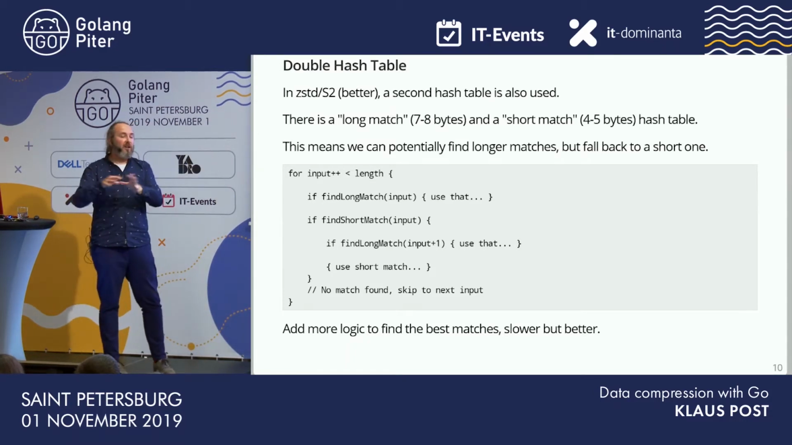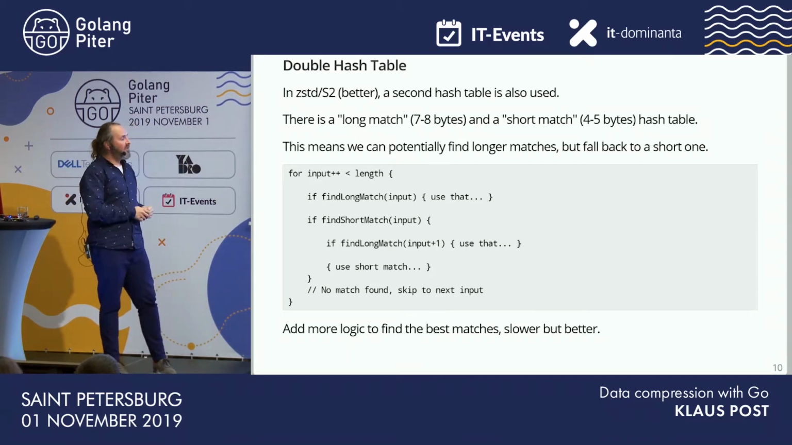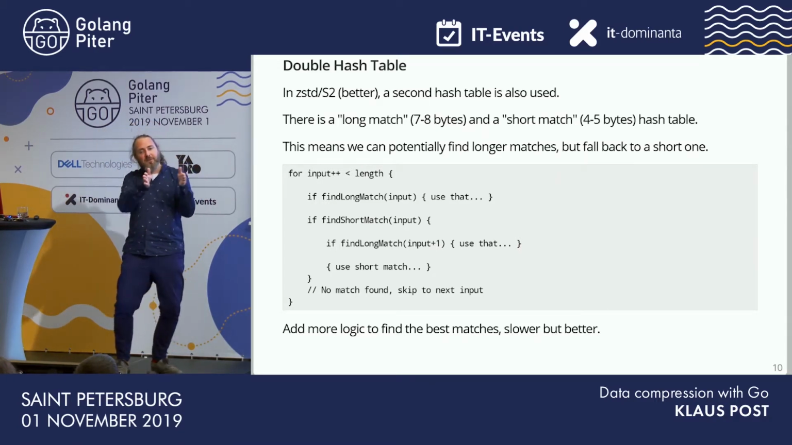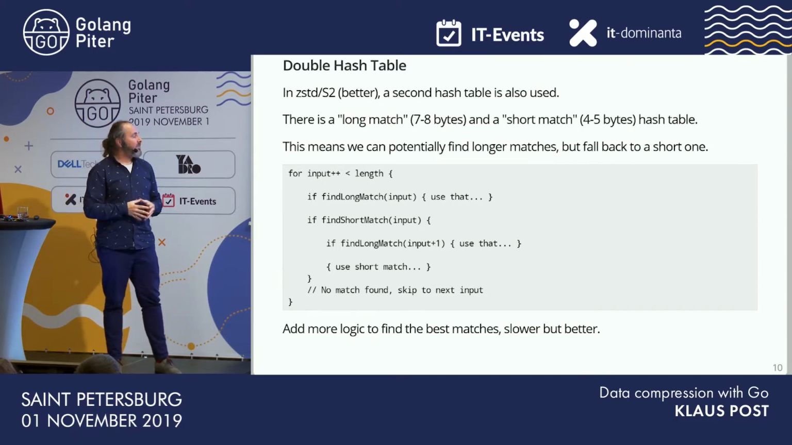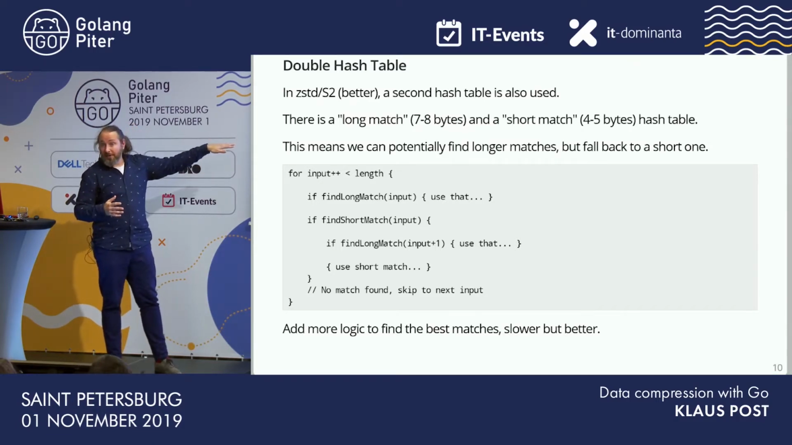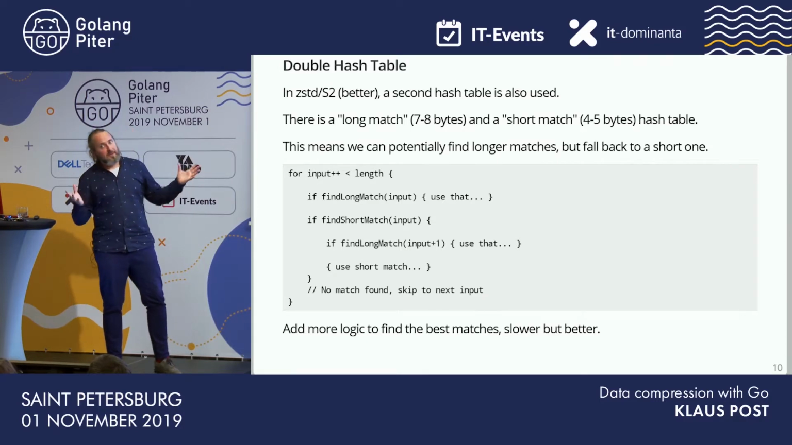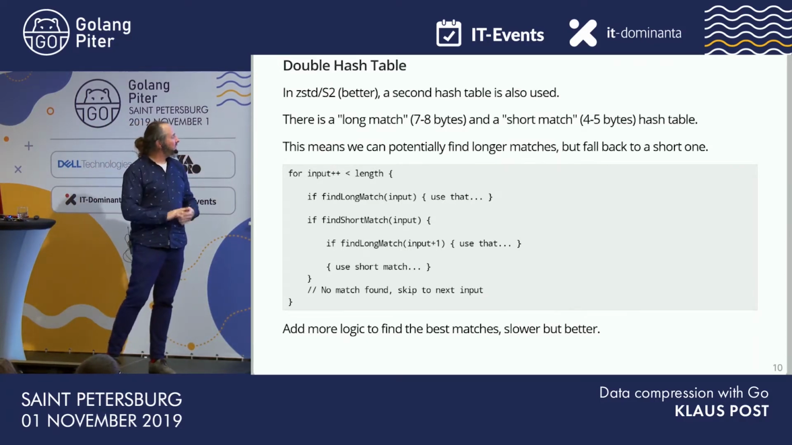We check, is there a long match? Can we find a long match for this? If we can, hey, let's just use the longest match we can find. Then we check, okay, I couldn't find a long match. Can I then find a small match of 4 bytes or something like that? If we can do that, then we actually check, okay, if we move on 1 byte, would we get a long match then? Because we really, really want long matches, right? If we find a long match, we use that. If we can't, okay, we'll have to use the short one we can do.